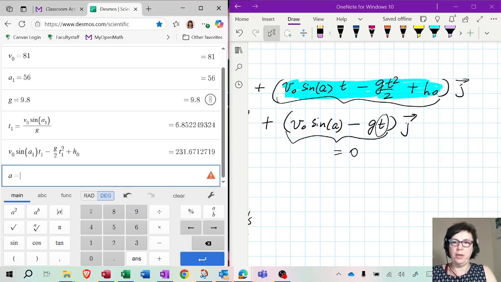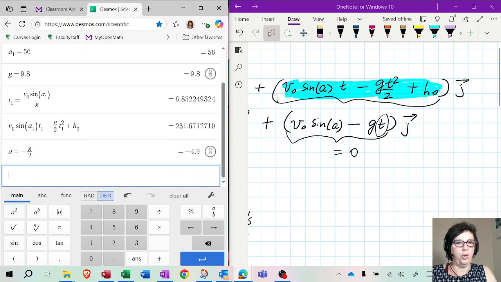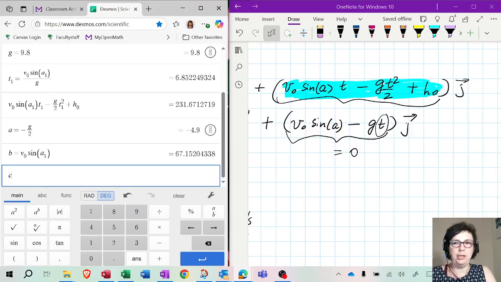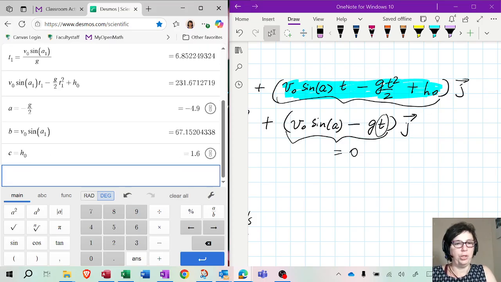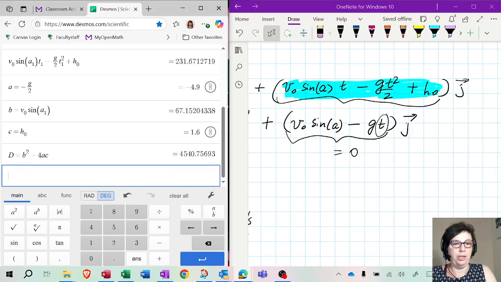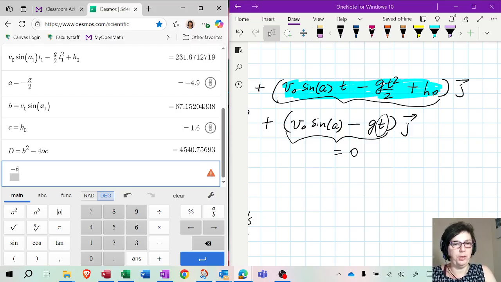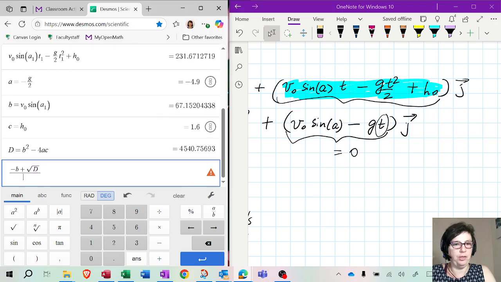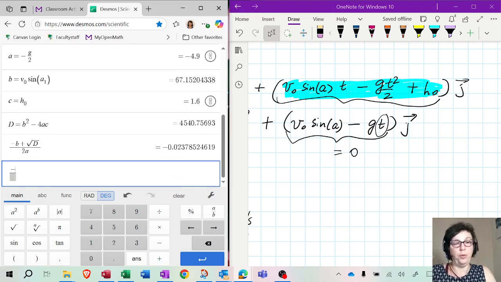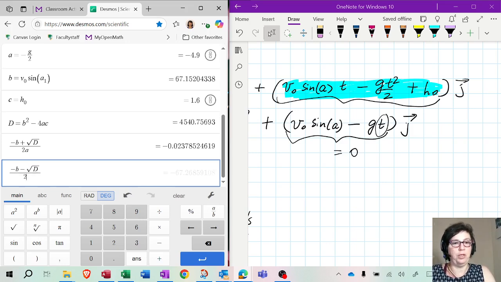Okay, so A is going to be the t squared coefficient. So that's negative g over 2. B is going to be the t coefficient, which is V0 sine A1, I'm going to have to call it. And C equals H0. Okay, so here for the quadratic formula, let me type it. First, I'm going to type the discriminant, which is b squared minus 4ac. And you can see that's a positive number. So I'm going to have solutions. The quadratic formula says negative b plus square root of d divided by 2a. And then the other one is negative b minus square root of d divided by 2a.